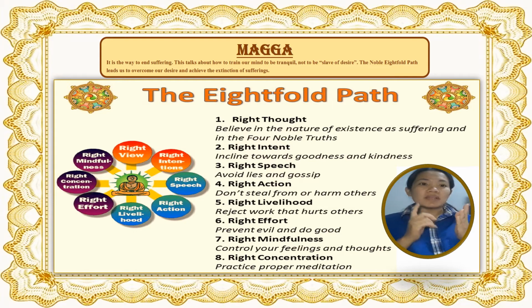It means believe in the nature of existence as suffering and in the Four Noble Truths. We have to believe that there is suffering and we have to stop it. We have to control it. It's not suffering that will control us, but we have to control our suffering by eliminating our uncontrollable desires. Number 2 means right intent, incline towards goodness and kindness.